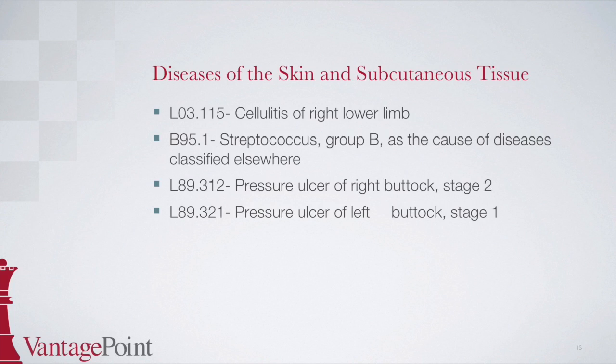The order for the codes in this scenario is important. Since the reason for the visit was actually to treat the cellulitis, it is coded first, followed by the infection code for the condition that caused the cellulitis. Then the remainder of the codes should be sequenced from most to least severe. Therefore, the stage 2 ulcer would be sequenced before the stage 1 ulcer.